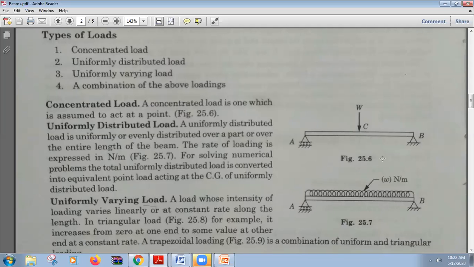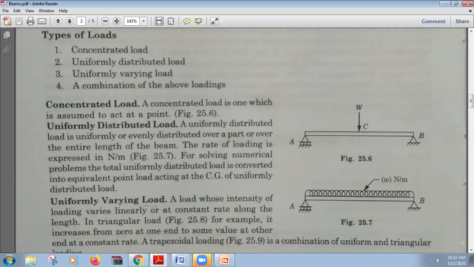So this point load is a product of span and unit per load. This was uniformly distributed load. It is evenly distributed to the entire length of the beam. And another one, the third one, is uniformly varying load.